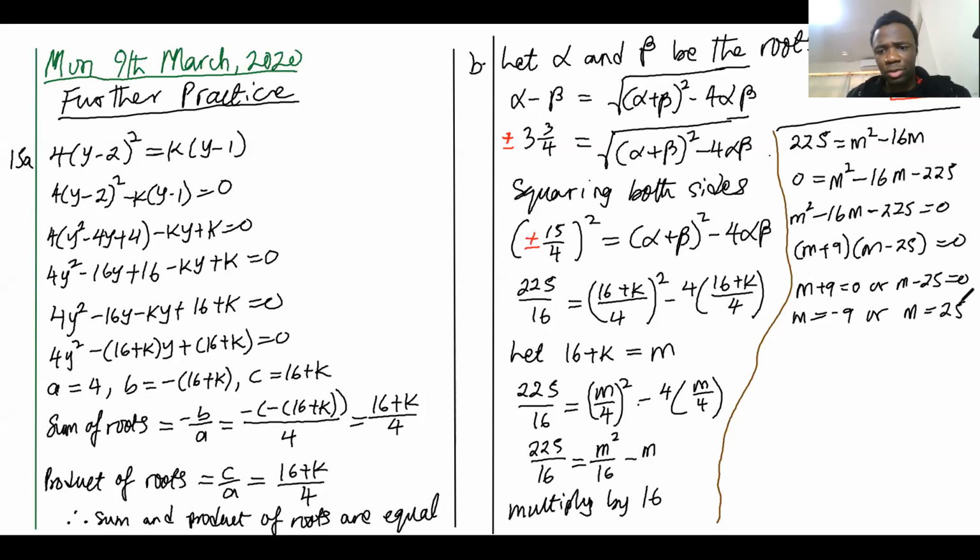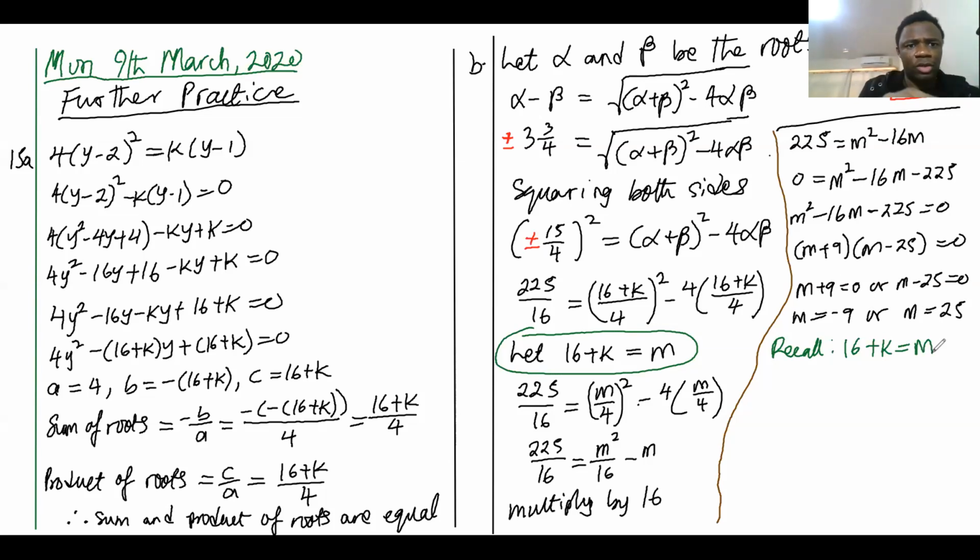But m is not the variable, so you come back here. Do you understand? So we come back here. Recall 16 plus k equals m. In each case, we're going to interpret this. In the first case, 16 plus k equals negative 9. In the second case, 16 plus k equals plus 25.